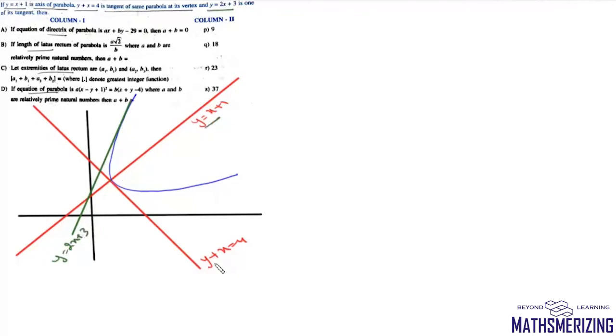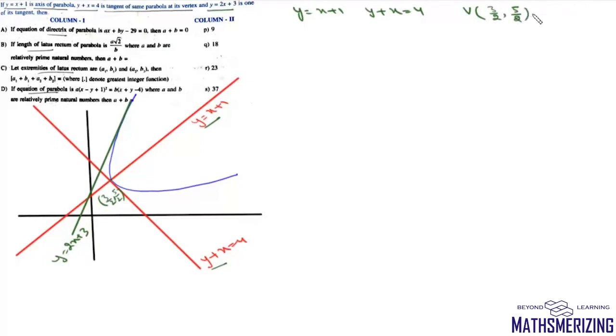Now first we'll find the vertex of this parabola. So we'll solve these two equations. We have y equals x plus 1 and y plus x equals 4. So we'll put y as x plus 1, we'll get 2x equals 3. So its x coordinate will be 3 by 2. And if we put x as 3 by 2, then we'll get y as 5 by 2. The vertex of this parabola is at (3/2, 5/2).